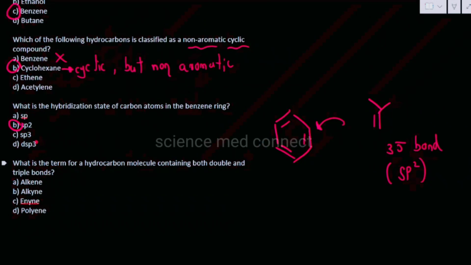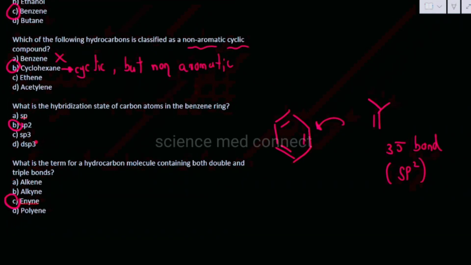What is the term for a hydrocarbon molecule containing both double and triple bonds? As we learned earlier, if there is a triple bond and a double bond, we specify that molecule as an alkyne. So the answer must be alkyne. It ends with the "yne" suffix. So that's the end of our question discussion.